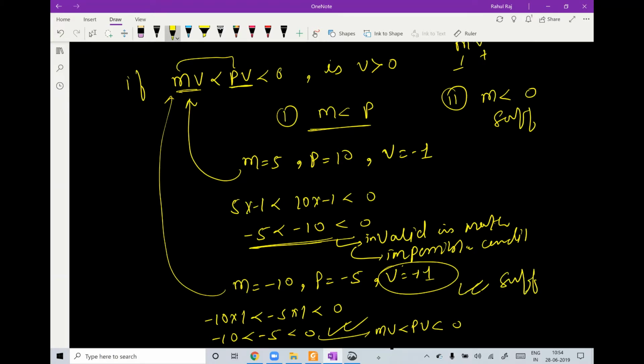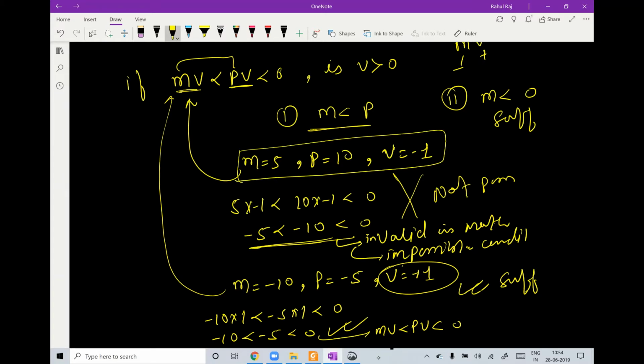Correct? Because the other condition is not possible at all, so I will not consider it at all. I can't take M positive and P positive and V negative, because I'll get an impossible condition. I will have to take M negative, P negative and V positive, right? So you get V positive. Sufficient. I've proved that V is positive.